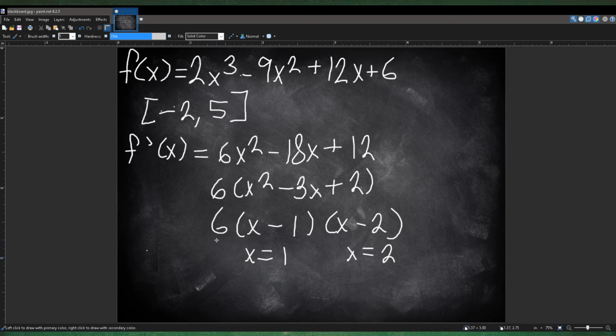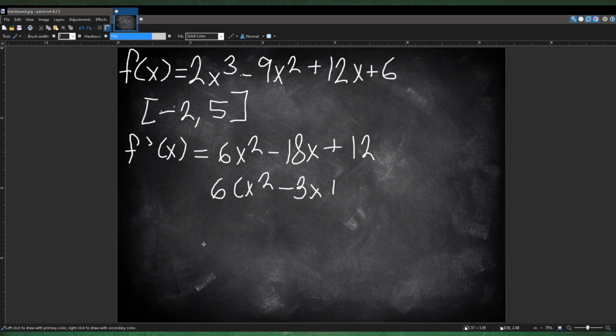So how do we know if it's going to be a max or a min? Well, all you have to do is plug it into the original equation. So let's delete this because we already know it's x is equal to 1 and 2, and I need space. So technically, we have 4 points. How do we have 4? We only have x equals 1 and x equals 2. Well, the boundary points also work too. So you have -2 and 5 also.